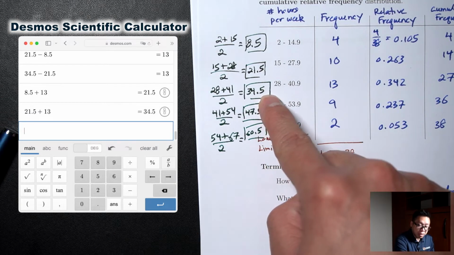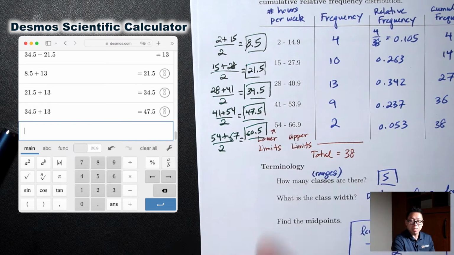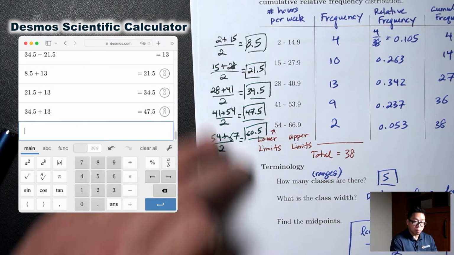34.5, okay? Add 13 again. So 34.5 plus 13, 47.5. So that's another way, a quicker way to get the midpoints.